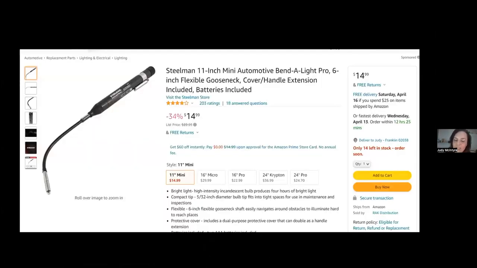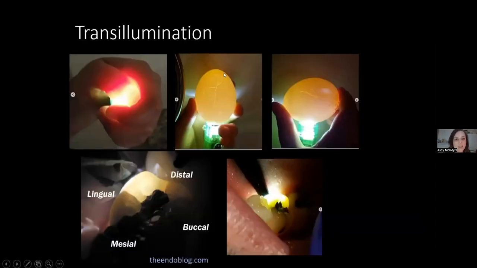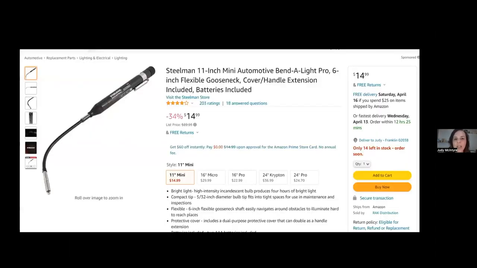There are expensive dental transilluminators out there. I buy several of these. I have them in each operatory. And all I do is I put an X-ray sensor barrier over these so that I can shine the light on the patient's tooth. I give them a mirror to look with me so that they can see exactly what I'm trying to convey in terms of their fractures. And it is really eye-opening.